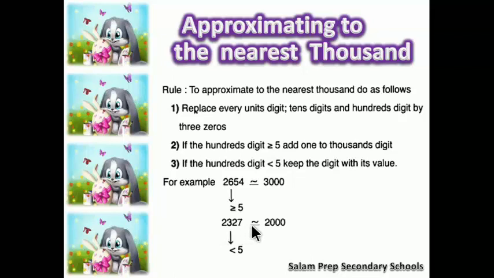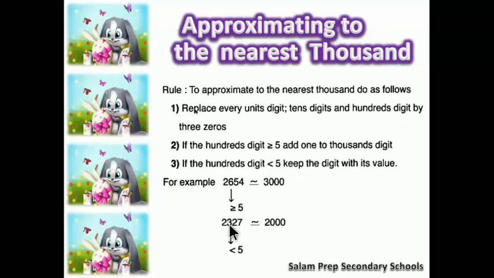2,327 is approximated to the nearest thousand. Nearest thousand means please go to the thousands place. Keep the thousands place. We will put 0 in units, 0 in tens, 0 in hundreds. Before the thousands place is hundreds. 3 is smaller than 5, so the digit in the thousands place remains the same. We will write 2.